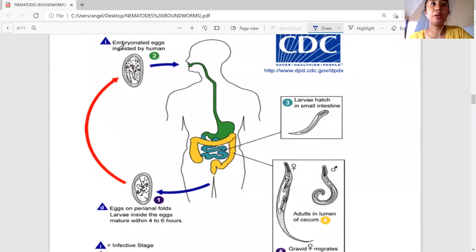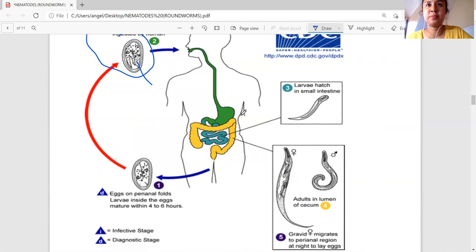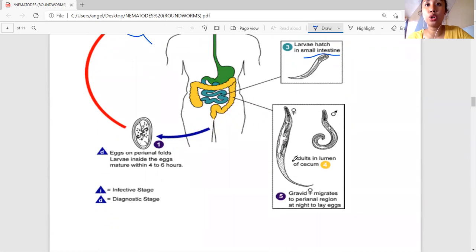Class, amazingly, the Enterobius vermicularis egg is D-shaped, so you could see the larva in there. The gravid female is oviviparous. The larvae are in the small intestines. The adults are in the colon or in the cecum. The cecum is part of the large intestine or colon. Class, same with your Ascaris: the male has a curved tail, the female has a pointed tail.